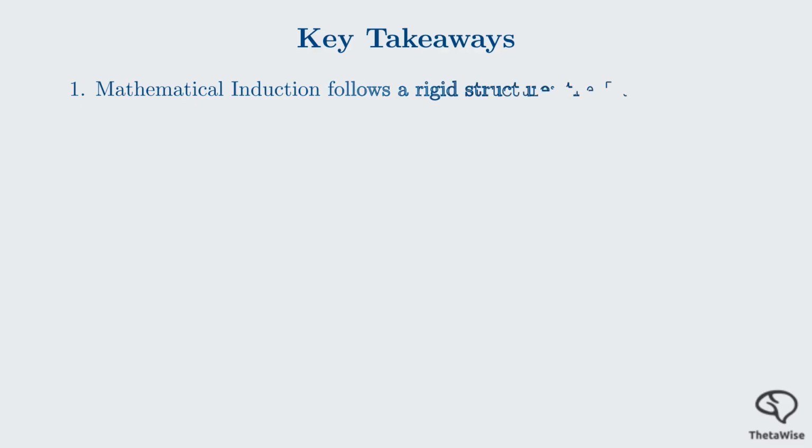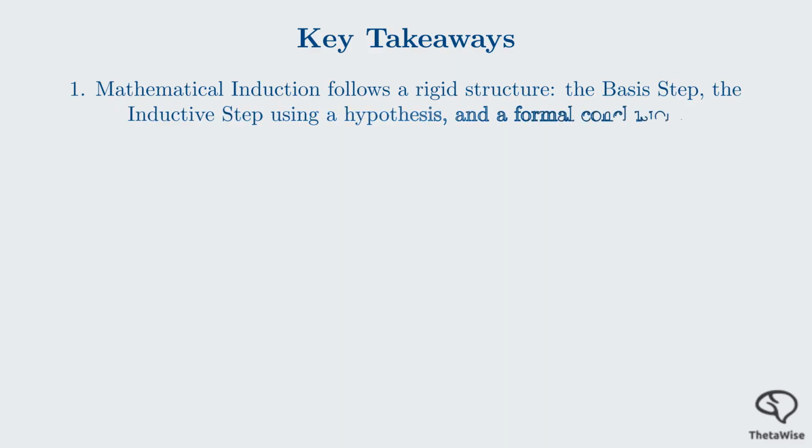To conclude, here are the essential points from today's lesson on proof. First, remember that mathematical induction is like a chain reaction. You must prove the first case and then prove that each case guarantees the next. Never omit the formal concluding statement, as it is a specific requirement in the IB mark scheme.